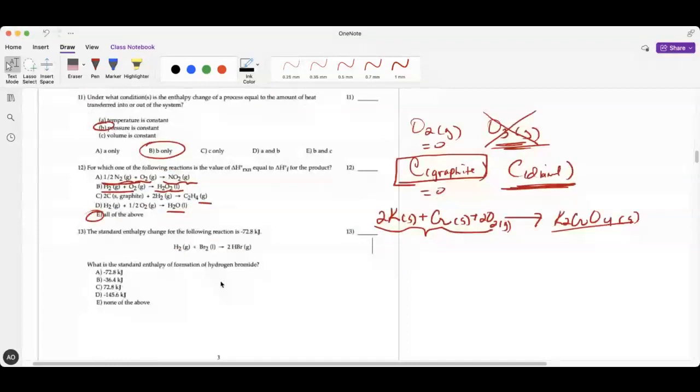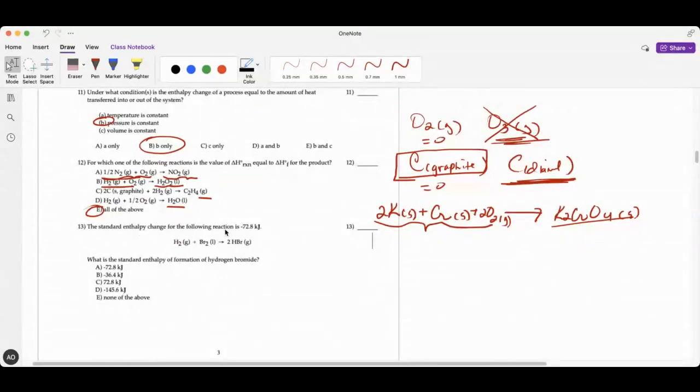We've already done one like this. Basically, the standard enthalpy change for this reaction. Make sure the reaction is balanced. And let's see. It says the standard enthalpy change is a negative 72.8 kilojoules. What is the standard enthalpy of formation? We just did one like this. You would go ahead and divide the coefficients by 2, and then you would need to divide this by 2. So that would be a negative 36.4 kilojoules.